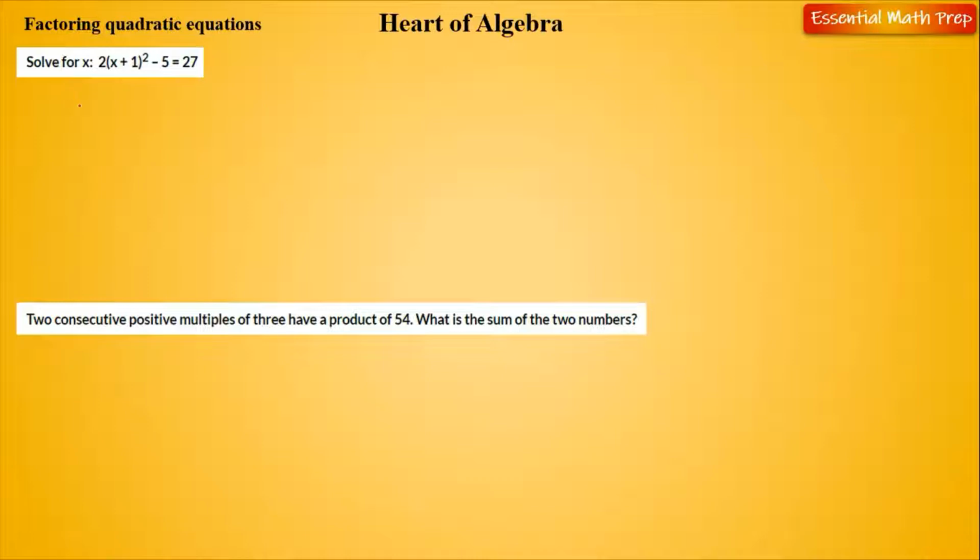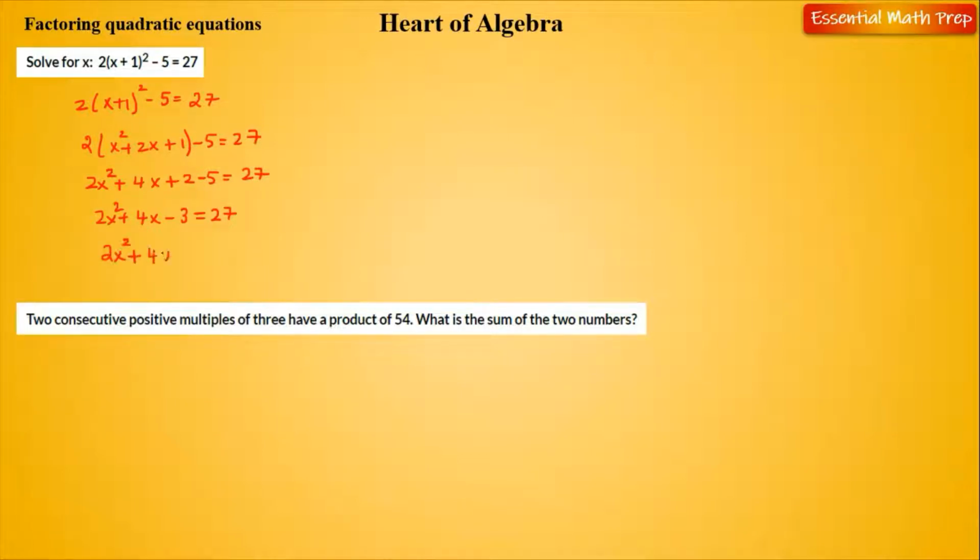So we have 2 times (x plus 1) squared minus 5 equals 27, right? If we expand what's within the bracket, it should lead us to x squared plus 2x plus 1, minus 5 equals 27. Let's multiply by 2 throughout what's inside the expression. Then we get 2x squared plus 4x plus 2 minus 5 equals 27. This leads to 2x squared plus 4x minus 3 equals 27. If we subtract 27 on both sides, then we get 2x squared plus 4x minus 30 equals 0.